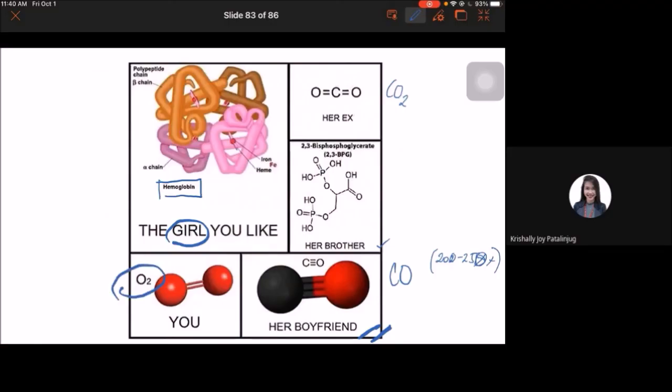So you are out of the story. If you are just oxygen, you lose to those negative modulators. Because these negative modulators will lessen your affinity towards the girl that you like, which is the hemoglobin. Right? So you can try searching for more biochemistry memes. You can follow biochemistry memes on Facebook, so you will at least apply what you have learned in our class. And some of them are funny. They are funny if you understand the concept. If you don't understand, that is the problem.